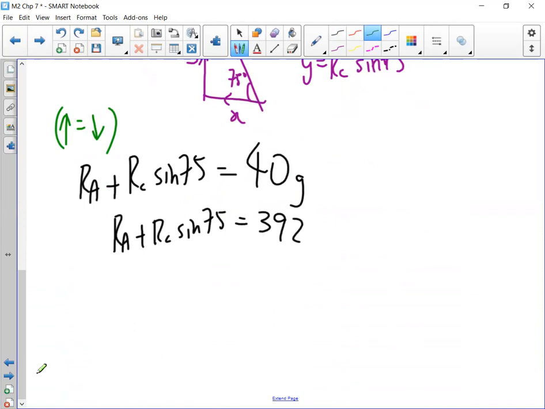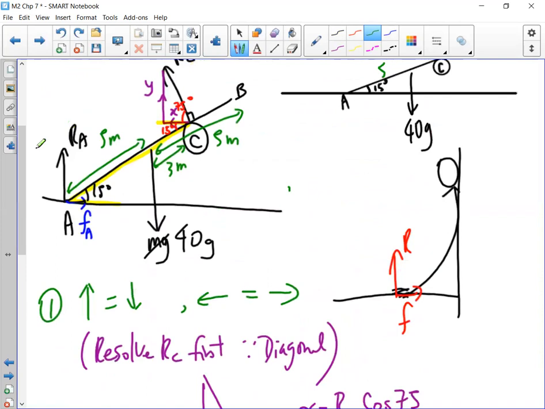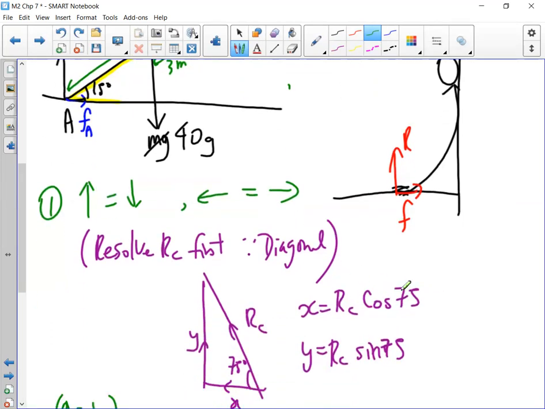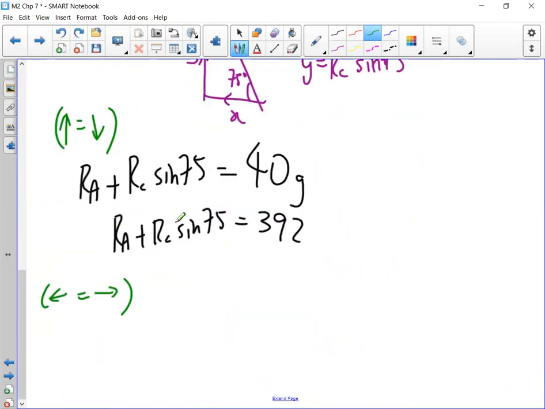So we're going to do leftward force equals rightward force. Again, scan the whole diagram. What force is pointing left? Can you find it? And what force is pointing to the right? Can you find it? Do I speak like Dora the Explorer? Something quite obvious. Pointing left is the x component of RC, which is RC cos 75. Pointing to the right is friction of A.